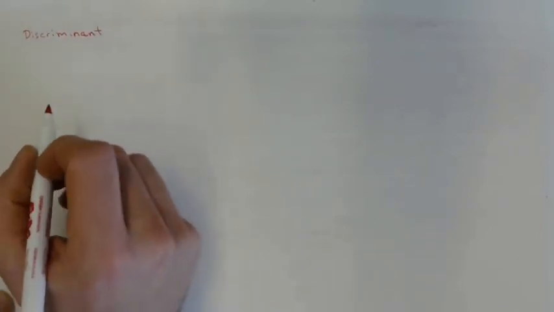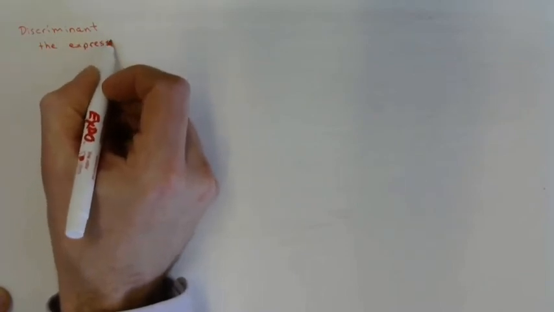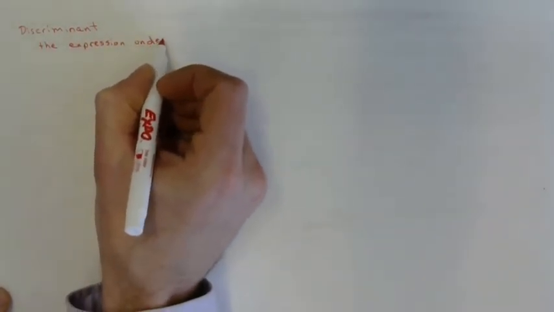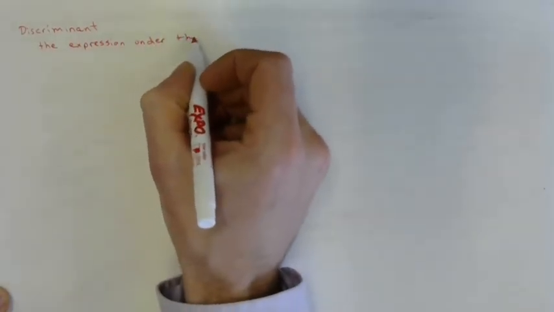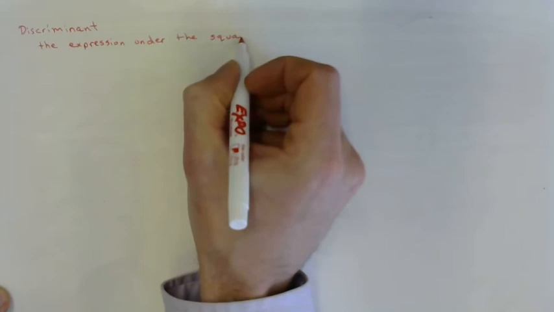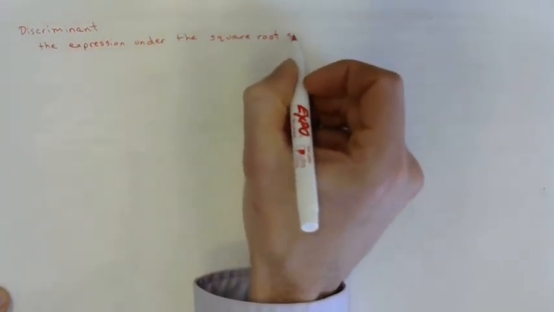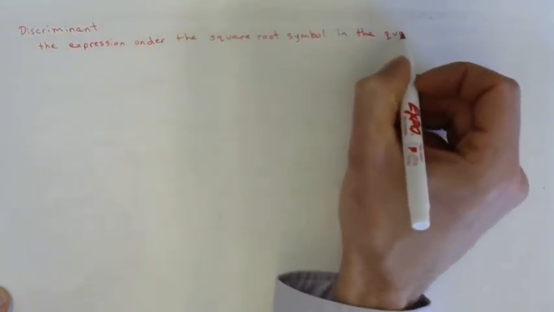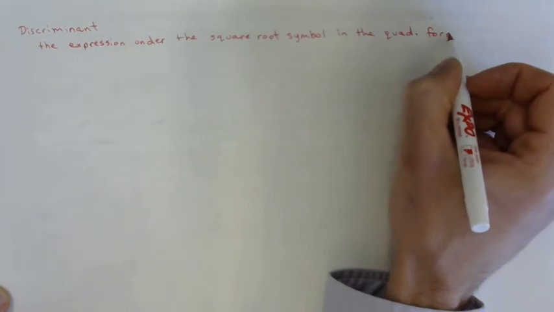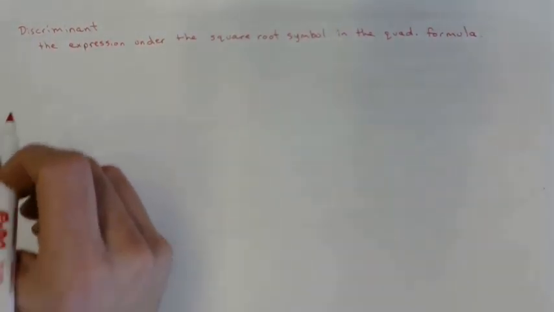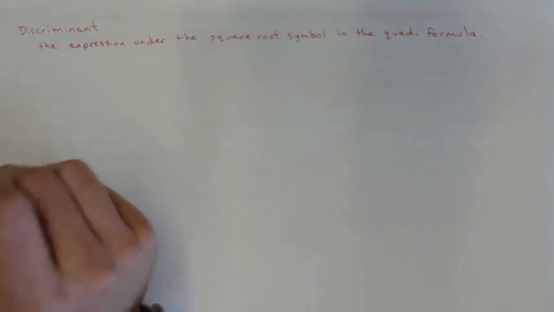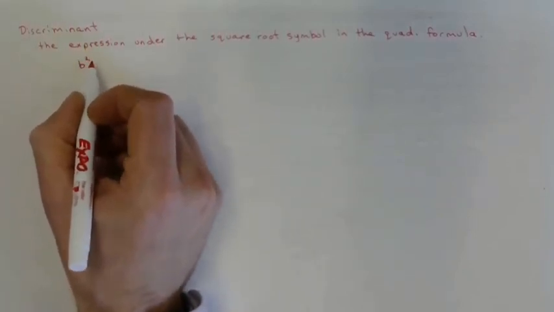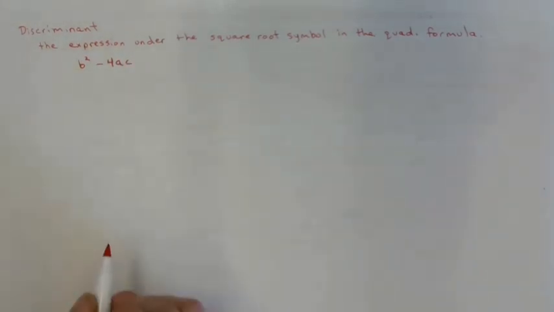Discriminant. Don't discriminate against me. This is the expression under the square root symbol in the quadratic formula. Okay, the expression under the square root symbol in the quadratic formula. Well, what is it? It's b squared minus 4ac.